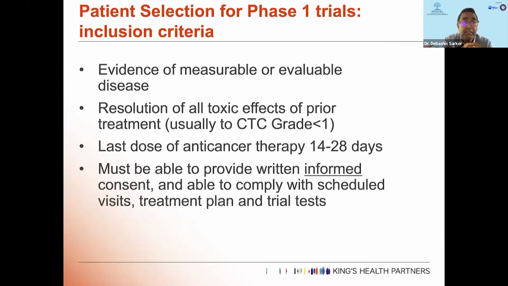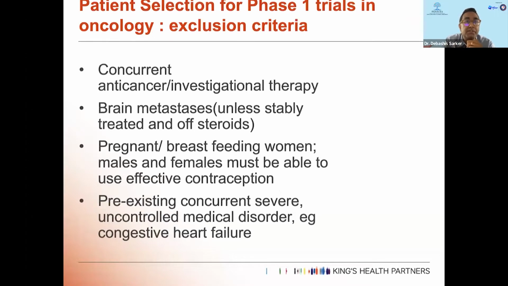And as within any clinical trial, the patient must be able to provide written informed consent, and the patient and their families must be given time to understand and assess the potential benefits and risks of an experimental therapy within a phase 1 trial. And they must be able to comply, obviously, with scheduled visits, the treatment plan, and the trial tests. Exclusion criteria, these are the commonest ones. You can't have another anti-cancer or investigational therapy, obviously, alongside any phase 1 clinical trial.